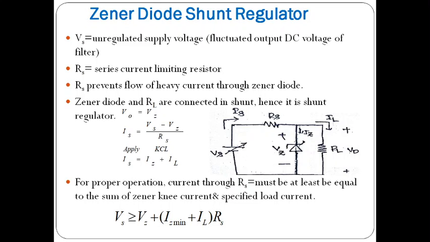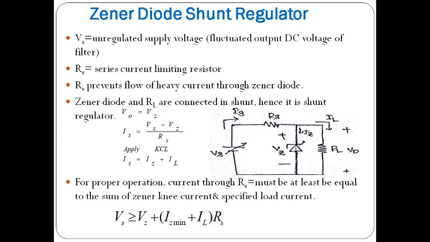Yes, so we already know this zener diode acts as a regulator when it is in reverse bias, or in the breakdown region. Clear? So this zener diode is connected in parallel to the load resistor, and we are using a series resistance.